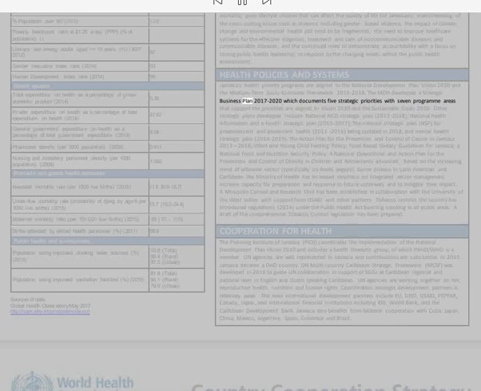Tobacco control. The country has introduced regulations, 2014, under the Public Health Act banning smoking in all public areas. A draft of the Comprehensive Tobacco Control Legislation has been prepared. Cooperation for Health.